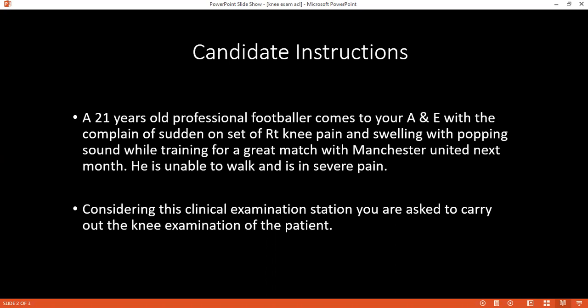I'll put my hand under his knee and ask the patient to extend his knee and push my hand down, to check if there is any fixed flexion deformity.